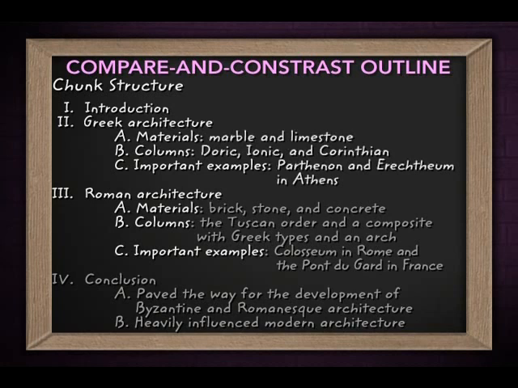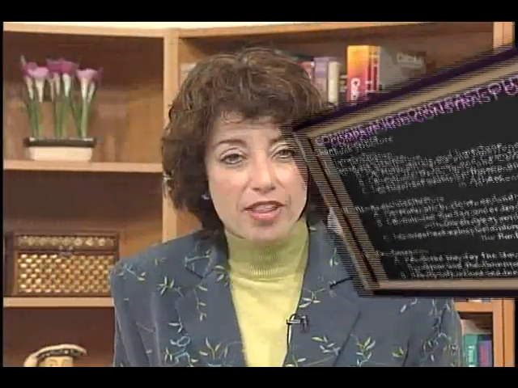Materials, marble and limestone, columns, Doric, Ionic, important examples, Parthenon and Erechtheum, and so on. So I've taken the exact same information from my other outline, but simply put it into a different form. Materials on the Romans, brick, stone, concrete, columns, Tuscan order, composite, Greek types, arch, important examples, and so on. My conclusion is the same as well. Now, which method should I pick?